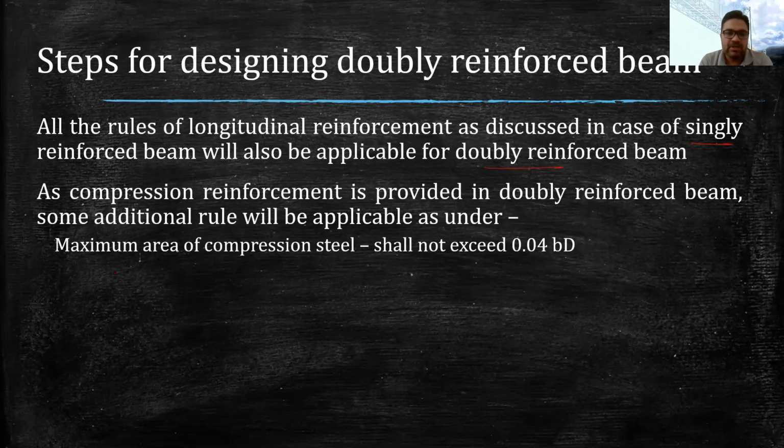First is the limit of maximum area of compression steel. As in the case of tension steel, we can have a maximum of 4% of the cross-sectional area as per IS code recommendation. In the same way, the maximum limit of compression steel will also be 4% of the cross-sectional area of the beam, so this is 0.04 times BD. This is actually 4% of the total cross-sectional area of the beam, again as per IS code recommendation. I will show you the same in the IS code also.